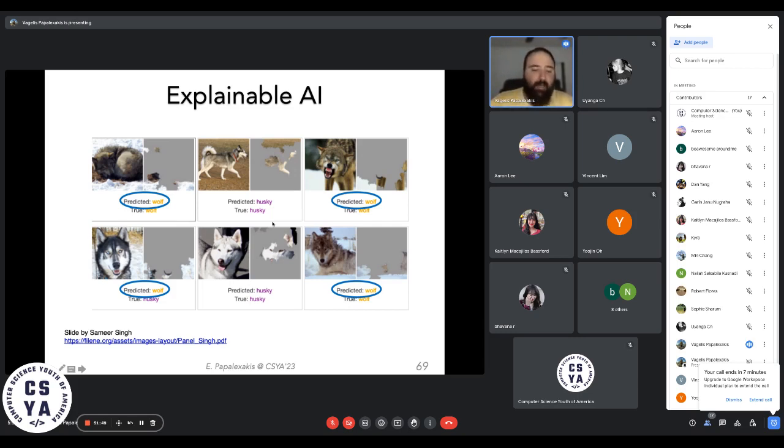Because what happens if a wolf comes to our lawn and attacks the house? This is the case where this would fail, right? And so that underscores that if we have this kind of explanation, then we could intervene and say, you know what, ignore the background, focus on the foreground, and then try to understand what distinguishes a wolf from a husky, right? So explainable AI is extremely important.